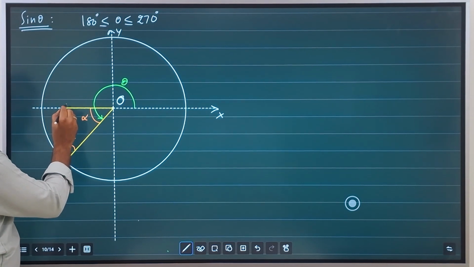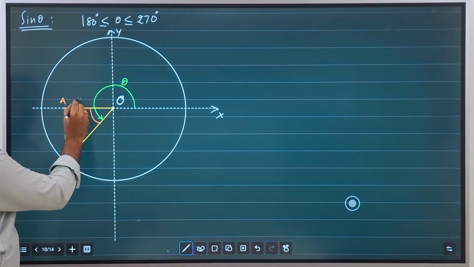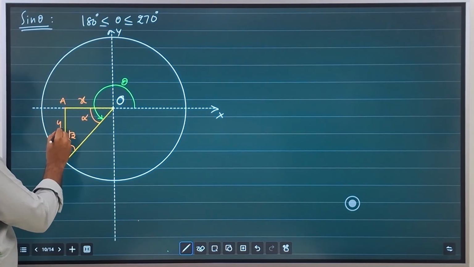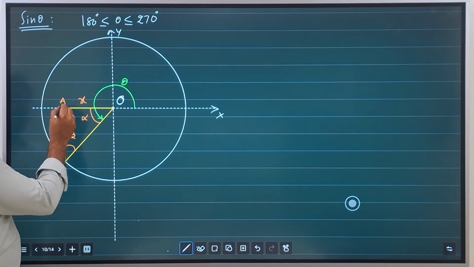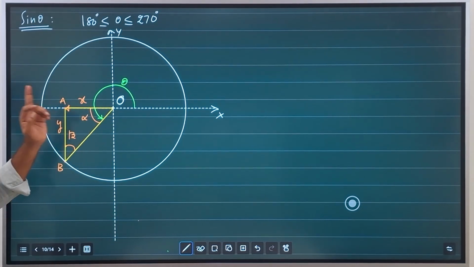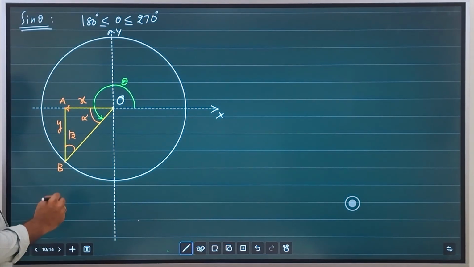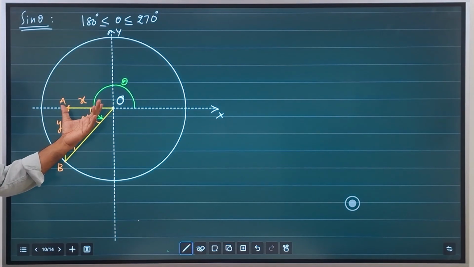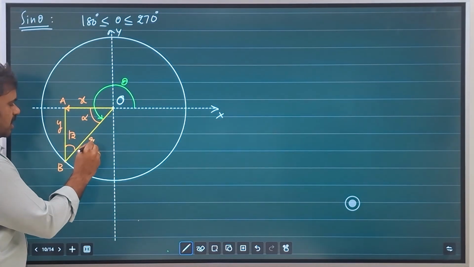Let's also give names to these vertices, A and B. OA is equal to x, AB is equal to y. Now look at the horizontal side of the right angled triangle. It's measured along the negative x-axis, so OA is negative, x is negative. Y is measured below the x-axis, so y is also negative, AB is also negative. The hypotenuse is equal to r.